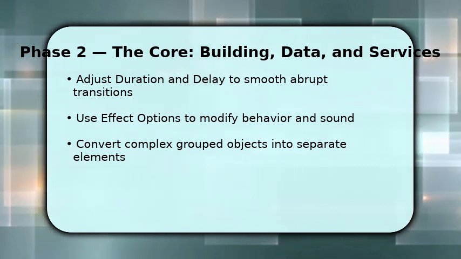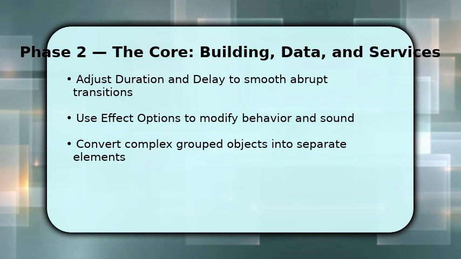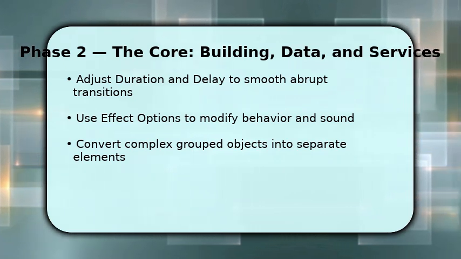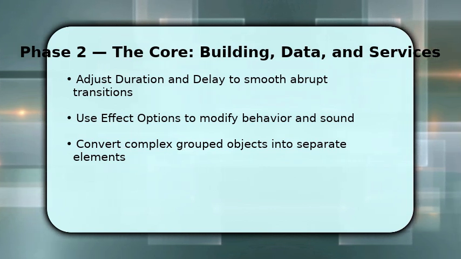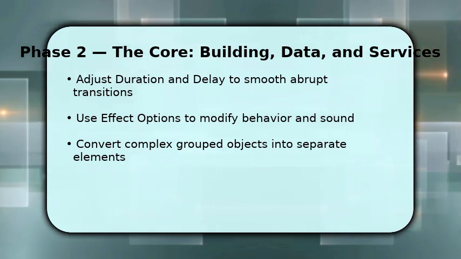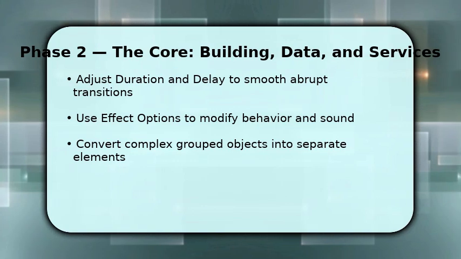If an animation still fails, ungroup or break complex shapes into separate elements and animate each part. That reduces conflicts. Make sure to preview after each change to verify the visible result.